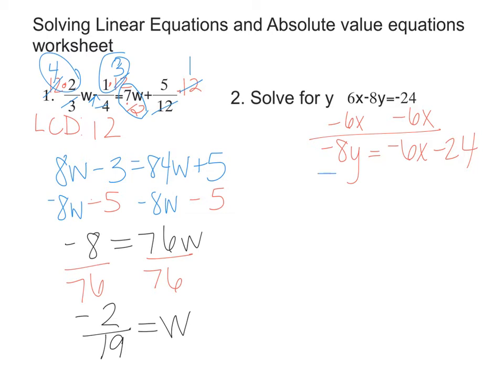And then I'm going to divide both sides by -8 to get y by itself. And y equals 6/8, negative makes it positive, 6/8 reduced to 3/4 x, and negative is plus, 24 divided by 8 is 3. So now I've taken that equation and solved it for y.